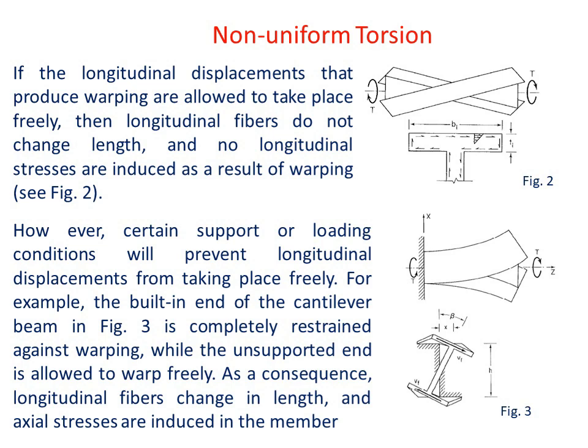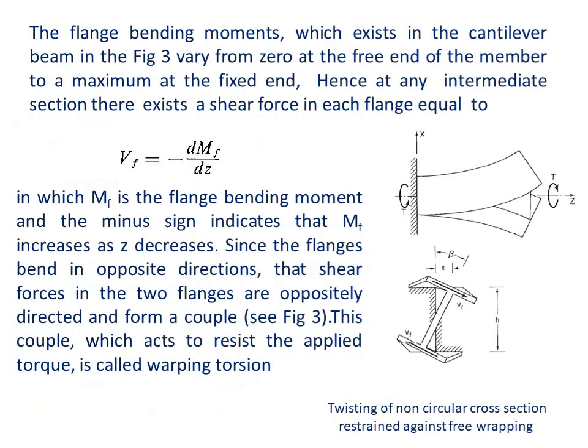As a consequence, longitudinal fibers change in length and axial stresses are induced in that member. The flange bending moment which exists in the cantilever beam in figure 3 varies from zero at the free end of the member to a maximum at the fixed support. At the free end that moment is equal to 0. Hence, at any intermediate section, there exists a shear force in each flange. The shear force VF is equal to minus dMF divided by dz. Again, this is from strength of materials.